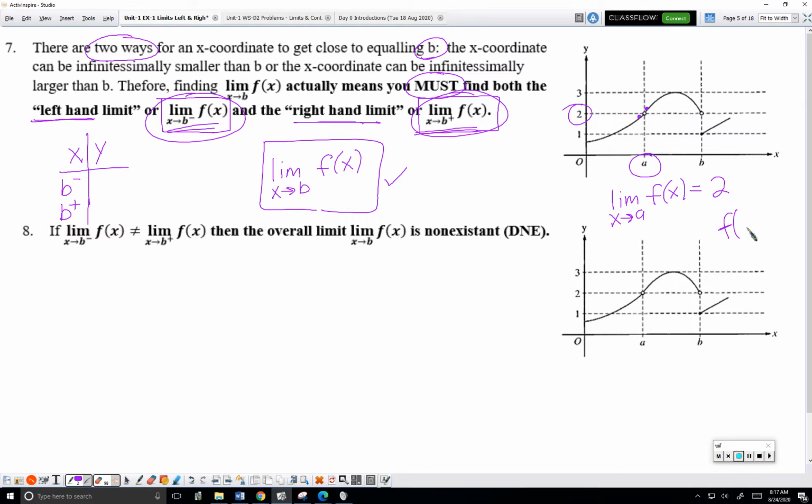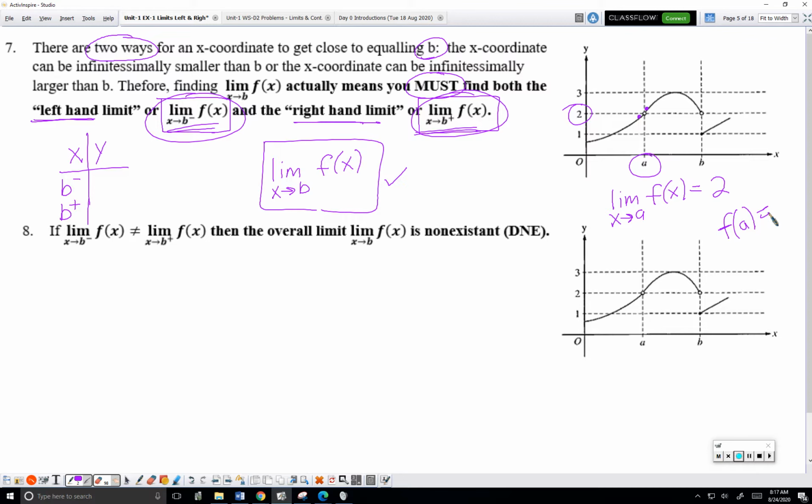If you're not exactly sure what word to use, that's okay. So this is what happens when the x coordinate is infinitesimally close to equaling a. The y coordinate will be infinitesimally close to equaling 2. The y coordinate won't ever equal 2.